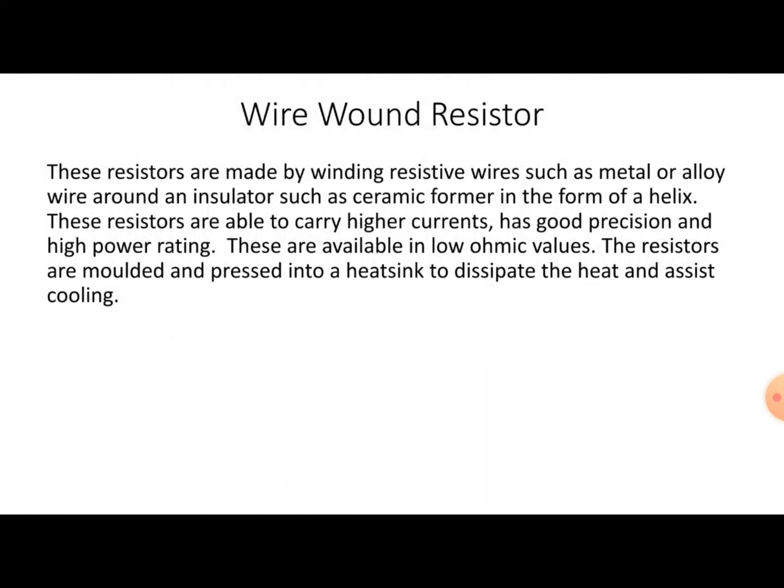Wire-wound resistor. These resistors are made by winding resistive wires such as metal or alloy wire around an insulator such as a ceramic former in the form of a helix. These resistors are able to carry higher currents, have good precision and high power rating. These are available in low ohmic values. The resistors are molded and pressed into a heatsink to dissipate the heat and assist cooling.